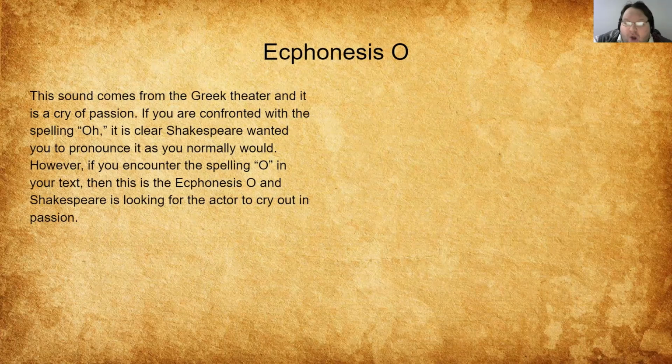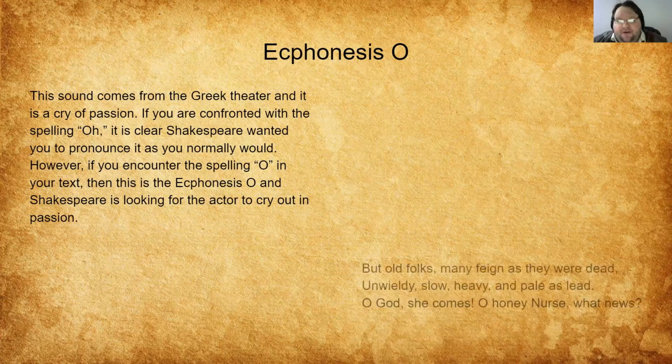So I like that cry out in passion. It is a big sound. Again, Greek theater is a cry of passion. So ekphonesis O doesn't have to be, and frankly shouldn't be, just an O. It can be any sound you want it to be that really fits that moment. It is what you do when your emotions are so high that words don't suffice anymore. You just need to make a big sound. So let's look at some examples of where you might see the ekphonesis O.